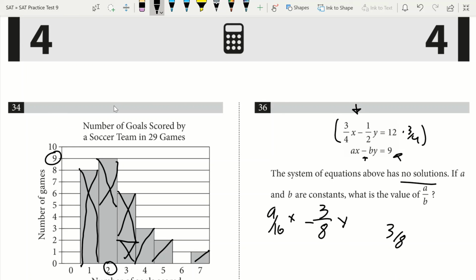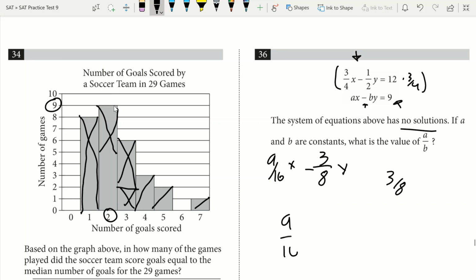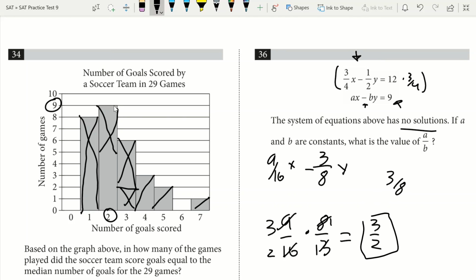So the value of a over b is going to be 9 over 16 divided by 3 over 8, which is the same as multiplying by 8/3. Now when I do that, I see that I have a 3 here. I can cancel that to be a 1, cancel this to be a 1. I can cancel my 8 to be a 1. I can cancel my 16 to be a 2, and I have 3 over 2 as my answer for 36. Okay, moving on to question 37.